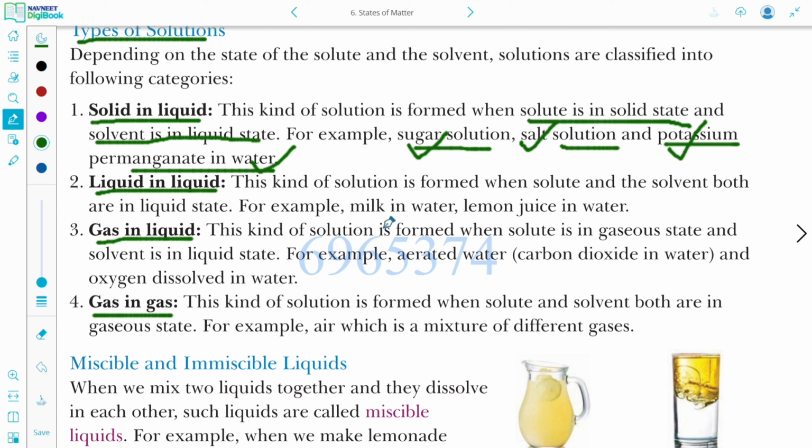In liquid in liquid solution, examples are water and milk, or milk in water, lemon juice in water. This is the type of liquid in liquid solution where milk is also a liquid and water is also a liquid. Both the components are liquid. Lemon juice is also liquid and water is also liquid. This type of solution is known as liquid in liquid solution, in which the solute and the solvent both are in the liquid state.